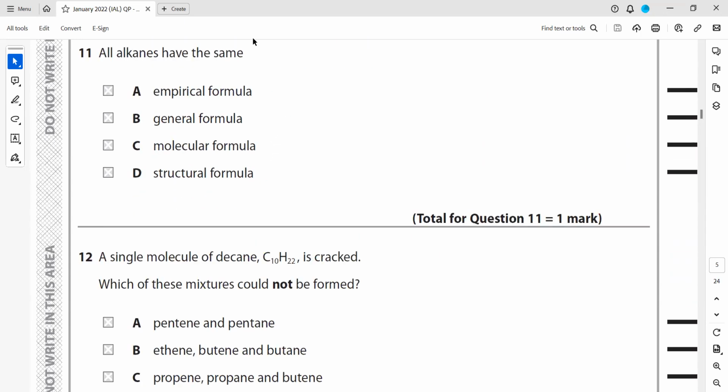All alkanes have the same, what is same for them? Because alkane is a homologous series, and what is the characteristic of the homologous series? They all have the general formula. Because all alkanes, we can find them by CnH2n+2.